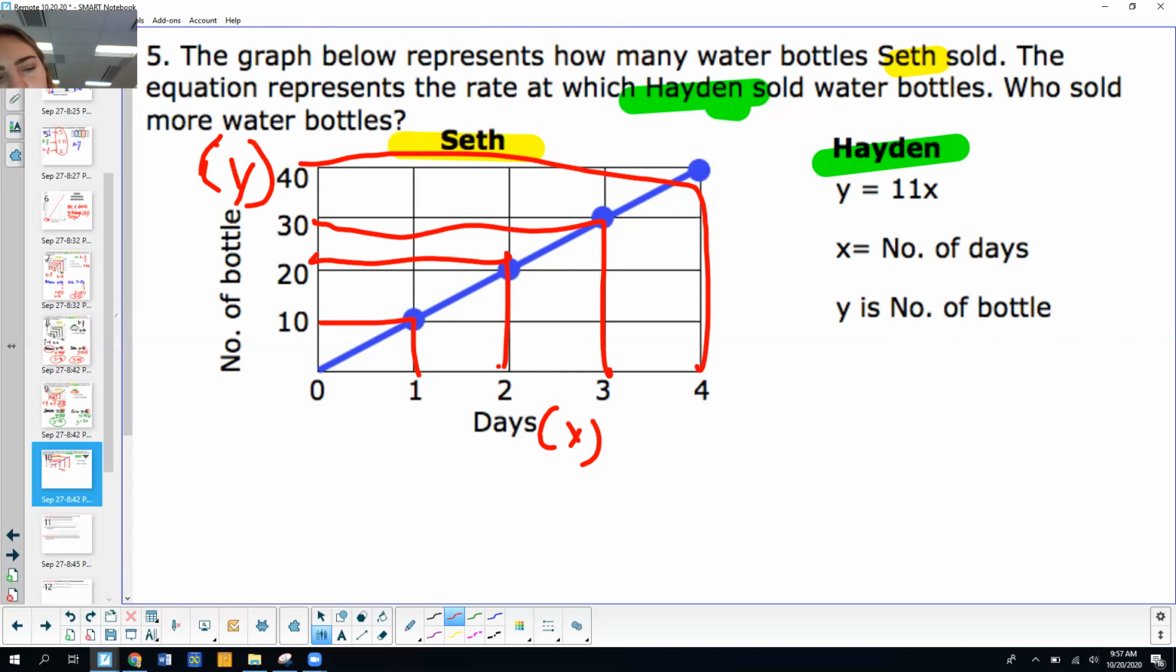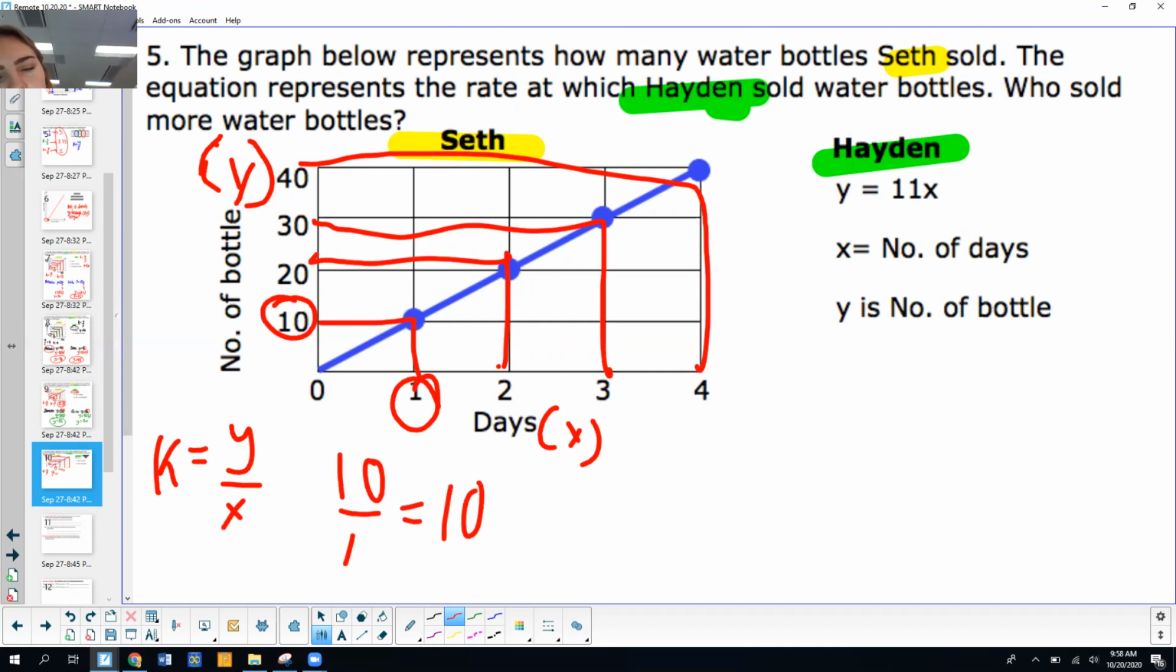So we need to find the constant of proportionality. Remember, k equals y over x. To find it, I'm going to take my y and divide it by my x. So 10 divided by 1 gives me 10. So the constant of proportionality for Seth is going to be 10.